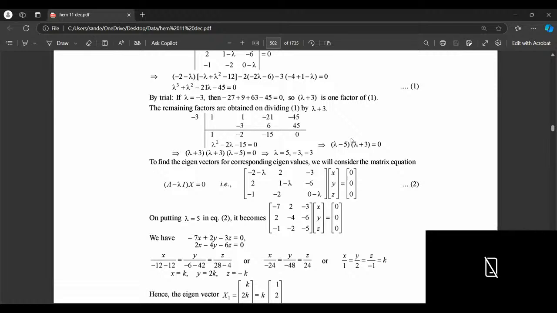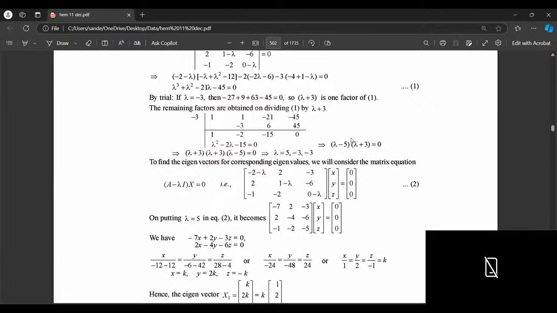You will get minus 7x plus 2y minus 3z equal to 0. Then the second equation, 2x minus 4y minus 6z equal to 0. Third equation, x plus 2y plus 5z equal to 0. It means all three different equations you will get here in this set of equations.